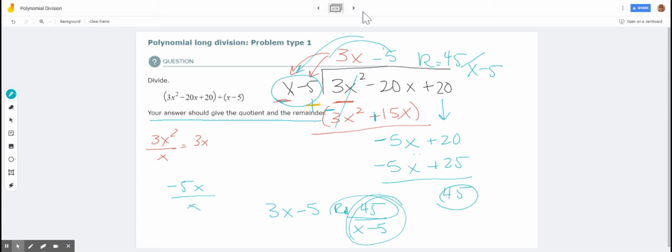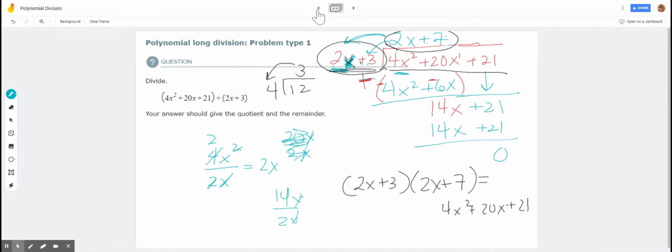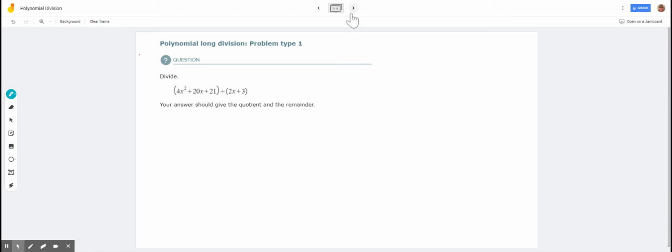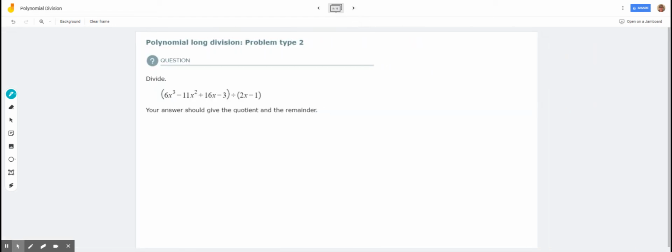Okay? Next. Let's take a look at this one. Let me do this one, did I? Yeah, it's the same problem. Moving on. Okay, here's a different type. Okay, how is it different? It's a cubic. Cubic divided by, to the first power. It's just a little longer problem. That's really all it is.